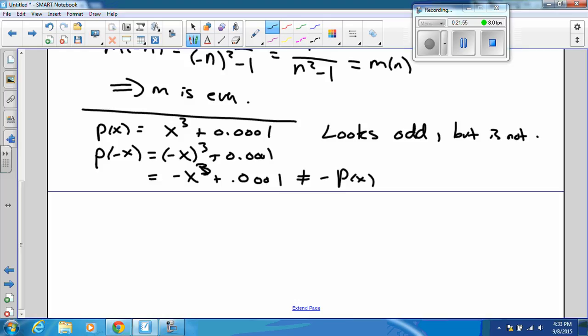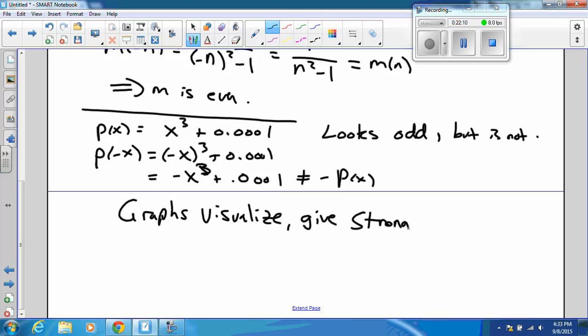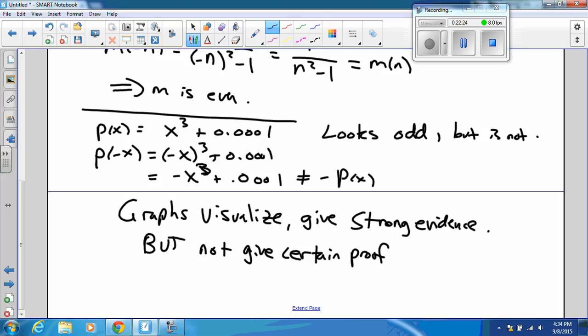So what good are graphs then? Why do we do them? Graphs are good for visualizing. And they give strong evidence on a suitable scale. But they do not give certain proof. Graphs visualize for us and they give strong evidence, but they do not give certain proof.